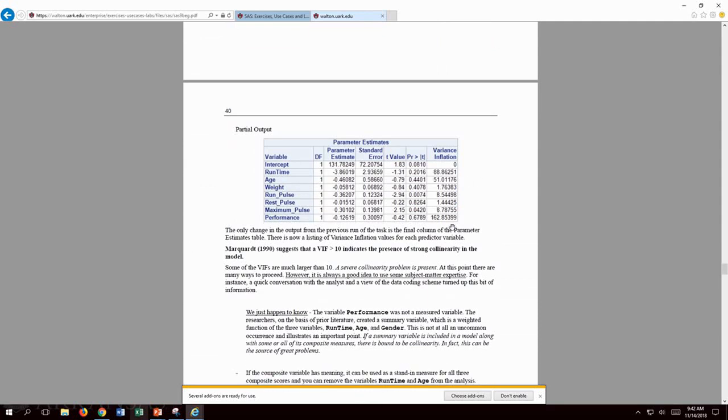So here, this is actually the output we have on our screen. What we're looking at is if we find a variance inflation factor that is greater than 10, then that says there is some strong collinearity between these variables. Right? Runtime, age, and performance, those were the three that kind of stuck out in the past. They're the three that stick out here. If we were going to remove one of these variables from our model, which one would we remove? Performance, right? It has this really high variance inflation factor.